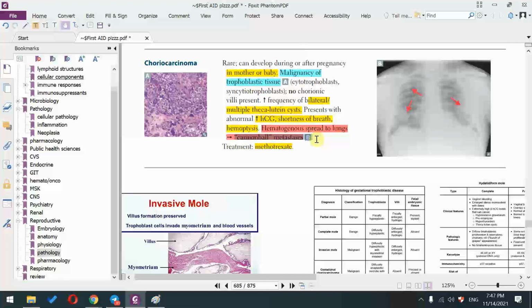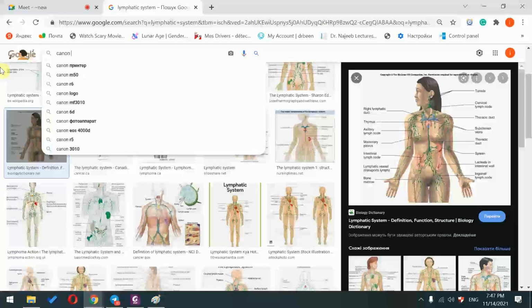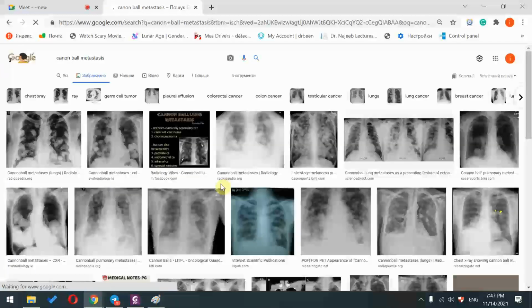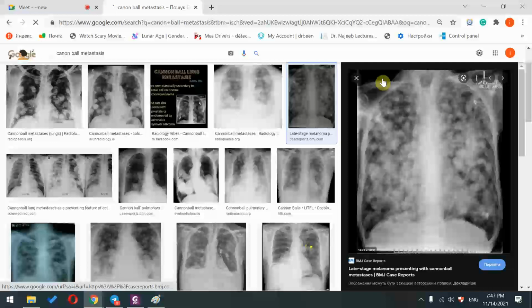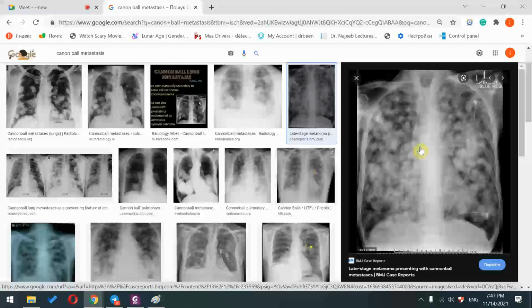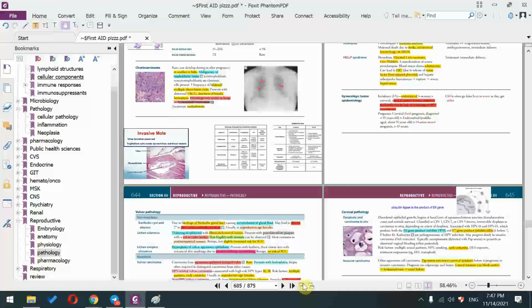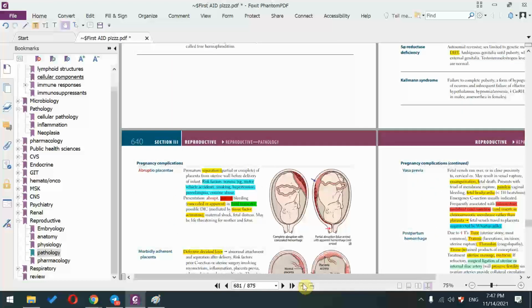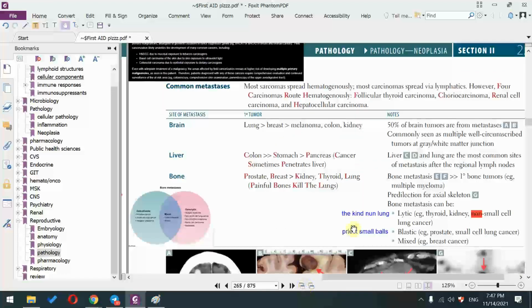I will show you a picture of cannonball metastasis because they tend to like to show you this picture. So, cannonball metastasis. As you can see here, guys, it just like boom, it's spread all over the lung. Okay, that's the cannonball metastasis in case of choriocarcinoma. Anyway, that's not our topic for today. Just wanted to show you what is a choriocarcinoma. So it starts from the uterus and it can go to the lung. Okay, so the next one is renal cell carcinoma.